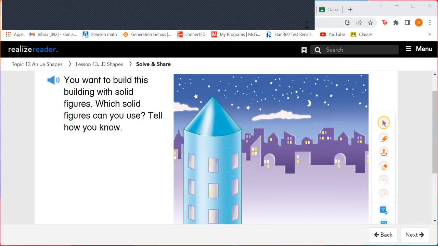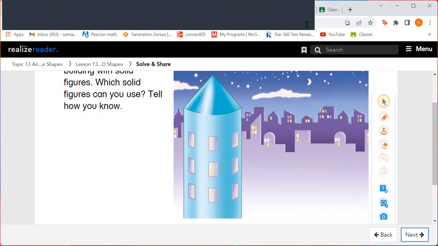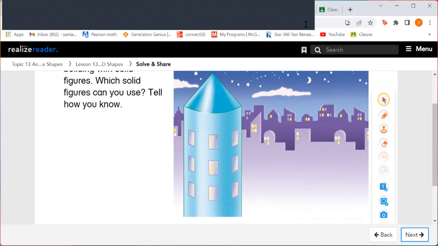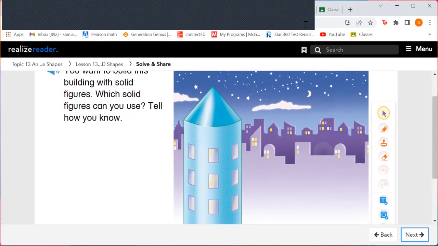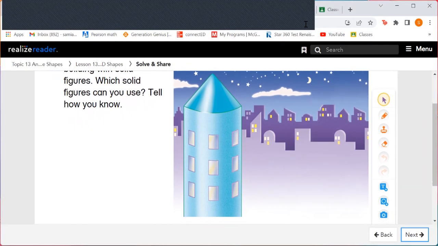All right, let's look at this picture here. We want to build this building with solid figures. So which solid figures do you think we could use to build this building?